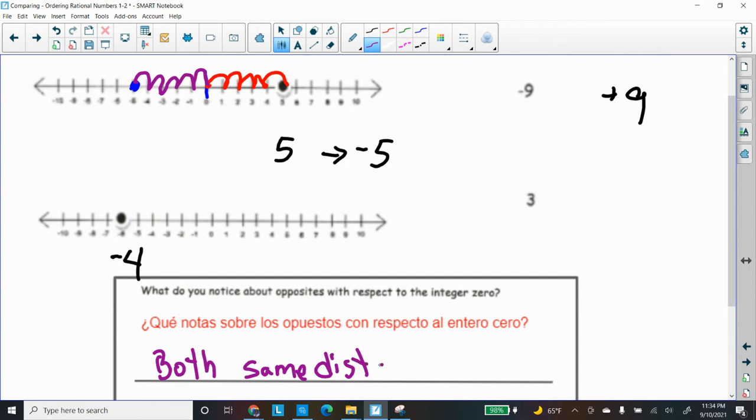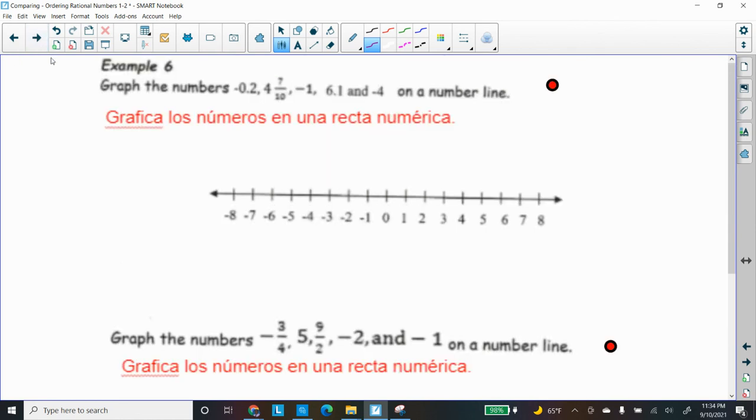So that's interesting. And we're going to pick up in our next video and get into that a little bit more. So they both have the same distance from 0. So opposites have the same distance from 0. So here's for you to graph, because I graphed those points on there on number 5. So let's see if you can graph these points on there. So all it is is drawing a dot.